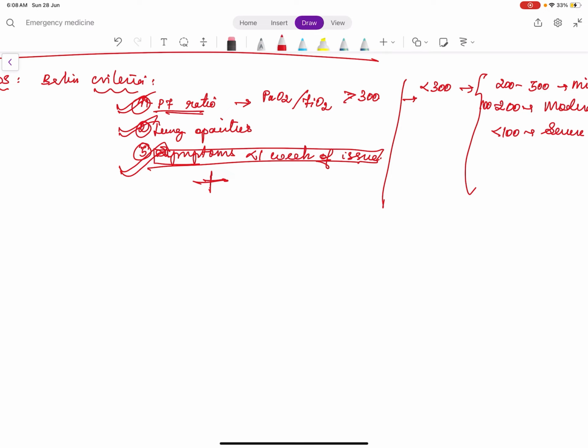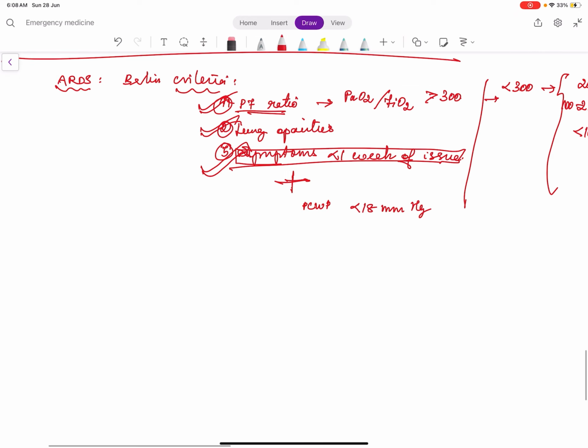ARDS is also called non-cardiogenic pulmonary edema. So just remember this value. All of this, along with pulmonary capillary wedge pressure less than 18 millimeters of mercury. We'll discuss this maybe in another class.